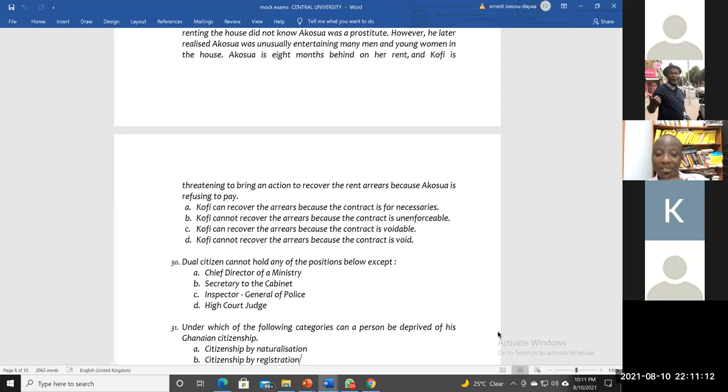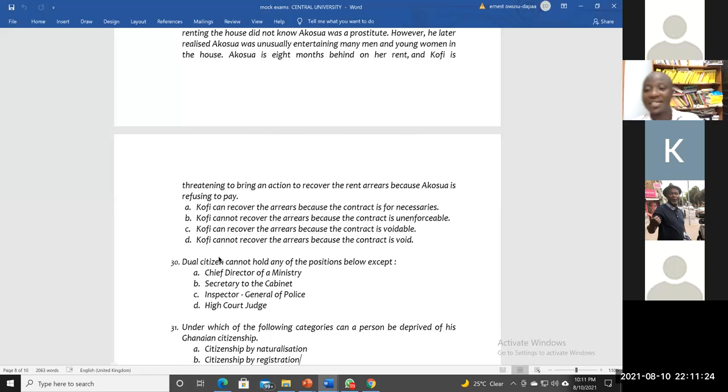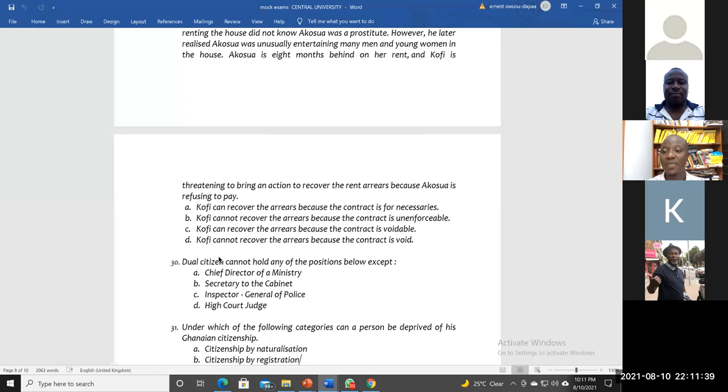So thank you, Ni. In the light of the provision that Ni read for us, which of the stated positions can be held by a person who holds dual citizenship? And of course, as I said, this is a type of question that is context specific, in the sense that you either know what is in the law or you don't know it. There's very little guessing that you can do.